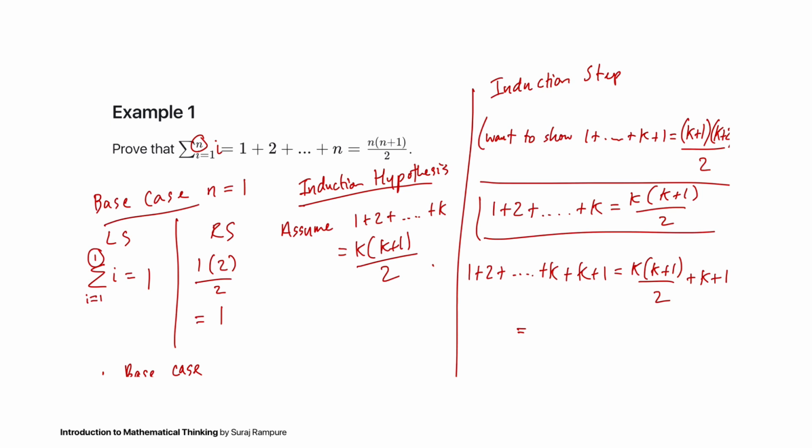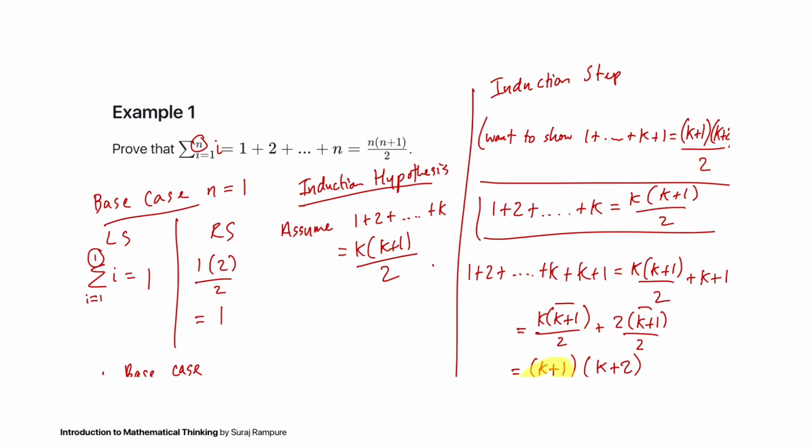We could bring them to a common denominator, right? So what I could do is this part doesn't change. K times k plus 1 over 2. And how do I bring k plus 1 to the same denominator as over 2? I just multiply top and bottom by 2. So I have 2 times k plus 1 over 2. And then I have a common factor of k plus 1 here, right? So I can factor that out. And I have k plus 1 times, oh, look at that, k plus 2 over 2.